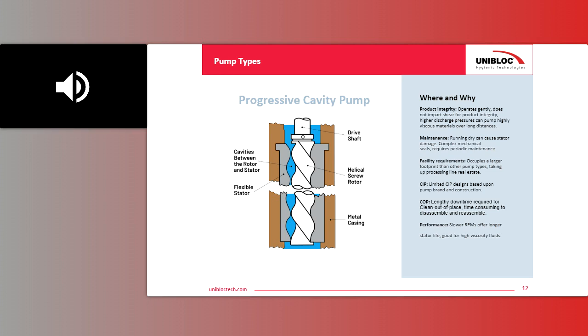Due to the design, most of these pump technologies are not CIP-able, so you have to take them apart to clean. There are some brands that are CIP-able with some external piping connected, bypass lines, to allow that technology to clean in the CIP method.